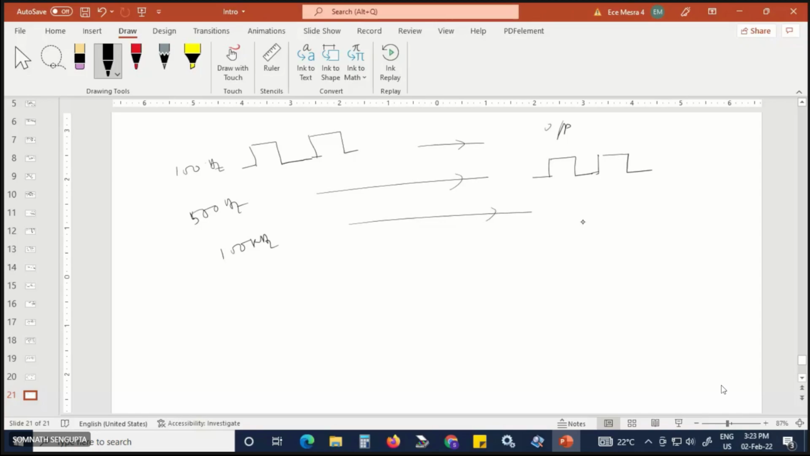So you have to observe the output and input waveforms, and calculate the duty cycle, T on and T off. Calculate the duty cycle for each case, that is T on by T on plus T off. So this is all about the first experiment.